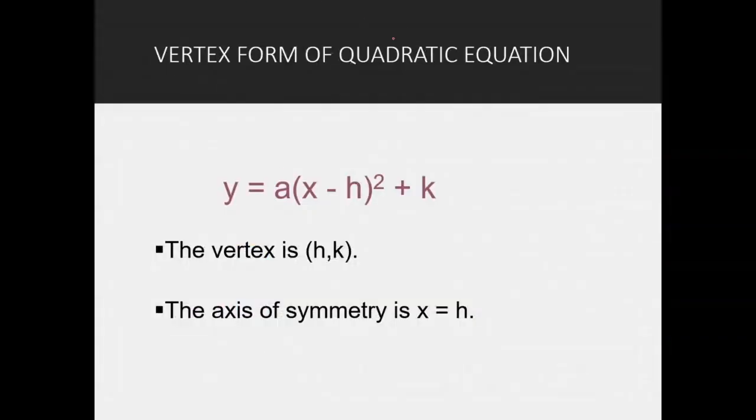So we're going to start with what's called the vertex form of the equation. And the vertex form of the equation looks exactly like this top line here. So we have y equals a(x minus h) squared plus k. Parabola. So the vertex in this equation is going to be (h, k).